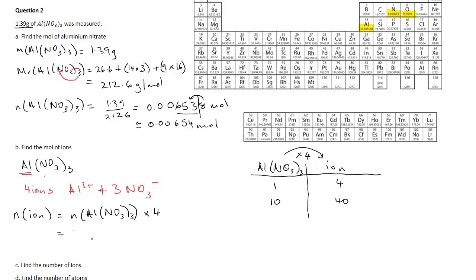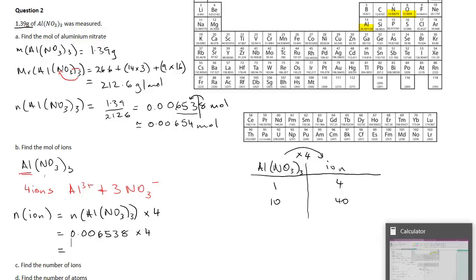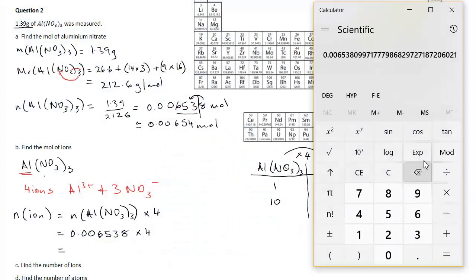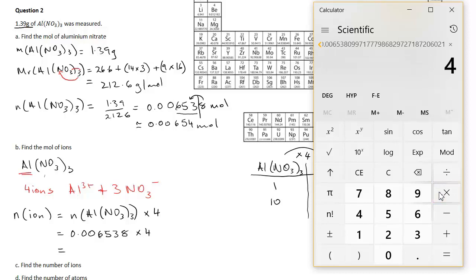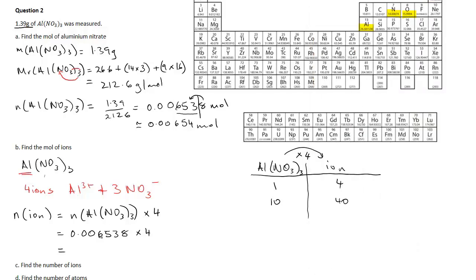So whatever mole we had, we'll use the more accurate answer, 0.006538 times by 4, that's going to give us 0.02615. Because it's important to do significant figures, your answer is going to be approximately equal to, 3 sig figs, meaning that it's going to cut off between the 1 and the 5, and that means it's 0.0262 mole of ions.